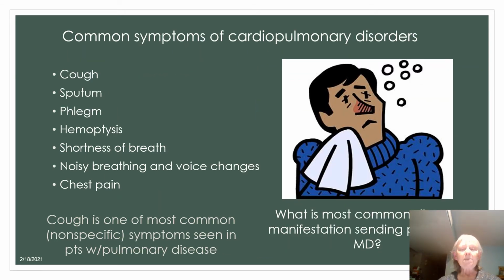So some of the common symptoms we see with patients who have cardiopulmonary disorders are cough, sputum, and phlegm. Remember, sputum comes through your mouth. Phlegm doesn't. Both of them originate in the lung. However, a phlegm sample is what you're suctioning out of these patients because it's not coming out of their mouth, okay? A sputum sample is what they're going to cough up and give to you.